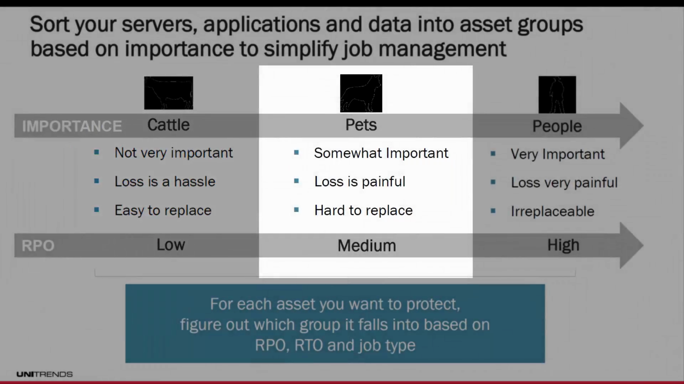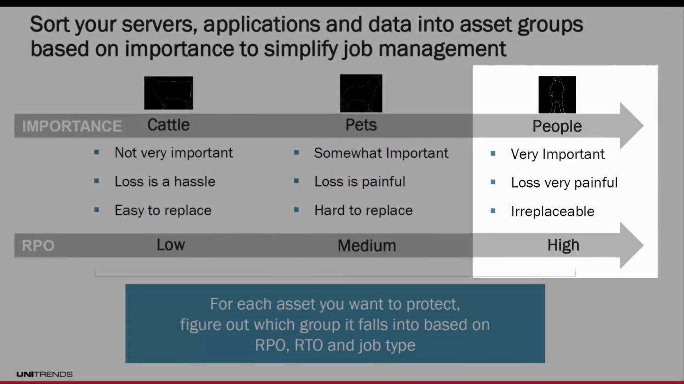But now you got pets. They're a little bit more important. Loss is more painful, and they're harder to replace, that service or function, whatever that pet is doing, whatever that server is doing. Right? They have a more aggressive recovery point objective schedule than a cattle type of server or Tier 3 server. Now, your people, your Tier 1, your critical core, they're very important.